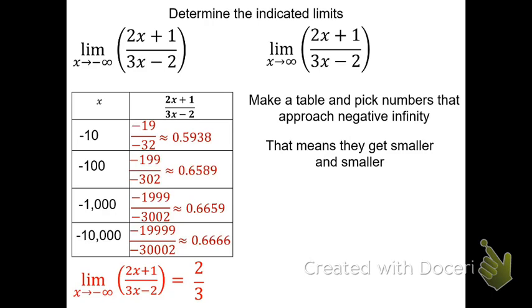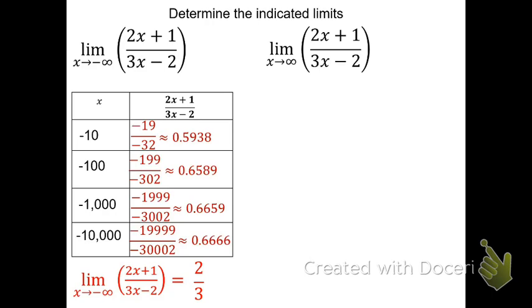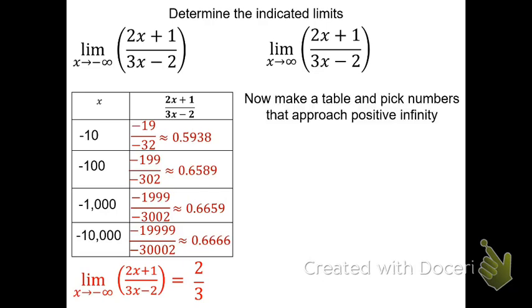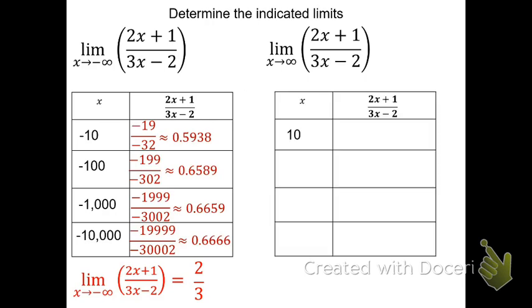But what happens as x approaches positive infinity? Well, now we're going to need a table with numbers that approach positive infinity, meaning they get larger and larger. So instead of minuses, let's use positives. So we'll start with 10 and go to 100, 1,000, and so on until we're comfortable with where it's headed. All right, the first one. If we substitute in 10, 2 times 10 is 20, plus 1 is 21, 3 times 10 is 30, minus 2 is 28, and 21 28ths is equal to 0.75.